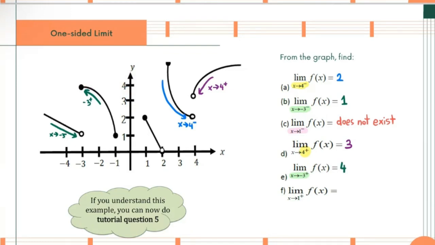And last kali, 1 from the right. So 1 from the right here. Ini adalah 1 from the right. So 1 from the right, y kita menuju ke arah 2. So the answer here will be 2.